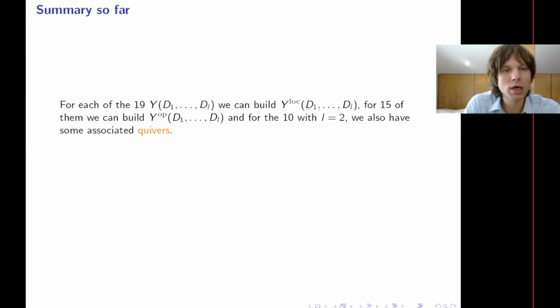So summary so far. We started with 19 Looijenga pairs, and then for all of them, we can build the local Calabi-Yau 4 folds or 5 folds, or in general L plus 2 folds. For 15 of them, we can build these open toric Calabi-Yau 3 geometries. And out of those 15, the 10 with L equals 2, there's also some associated quivers. Yeah, and I'm not saying much about quivers today.